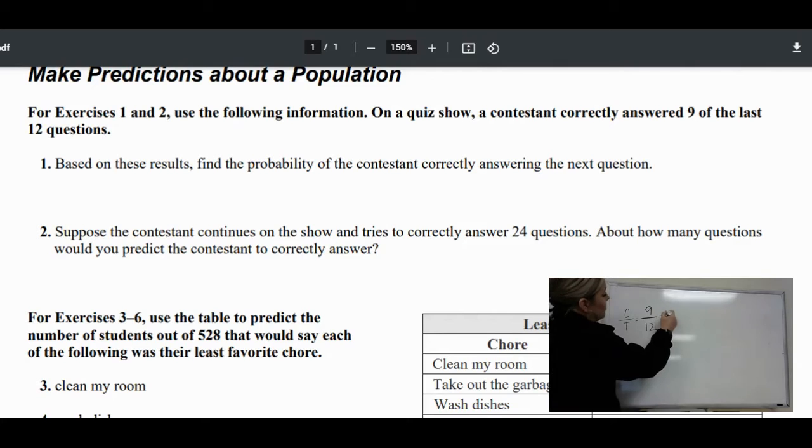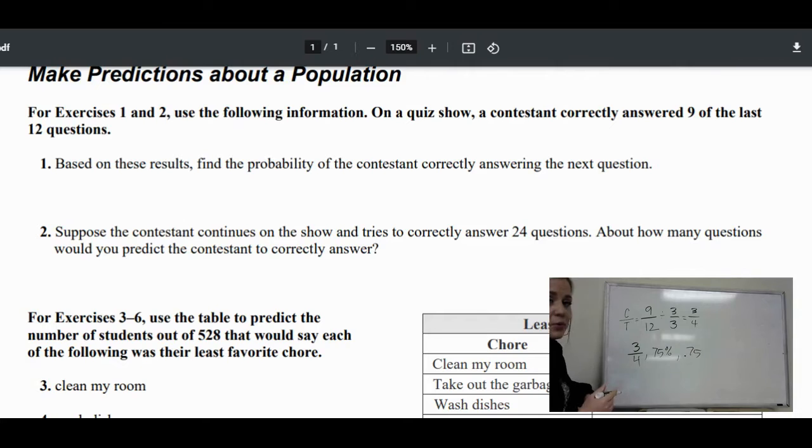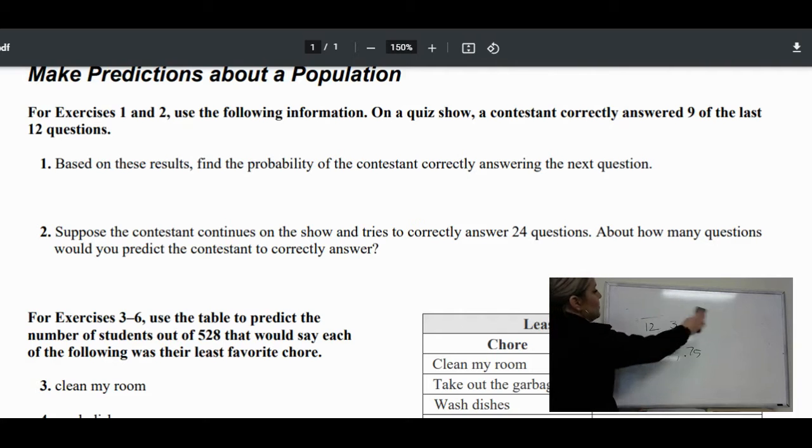So I know I can divide both of these by 3 to reduce or simplify, whatever you want to say. 9 divided by 3 is 3. 12 divided by 3 is 4. So a 3 out of 4 chance of getting it correct. We know that 3 out of 4 quarters, we talked about this yesterday, 3 out of 4 quarters is 75%. And we know 75% as a decimal is 0.75. So that's the percentage that they have, or the likelihood of them getting the next one correct. Okay, so we're going to need to keep this in mind when we answer the next question, 75%.